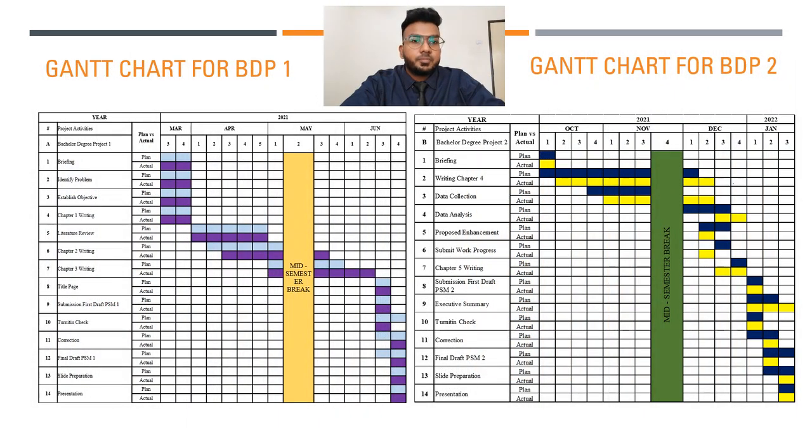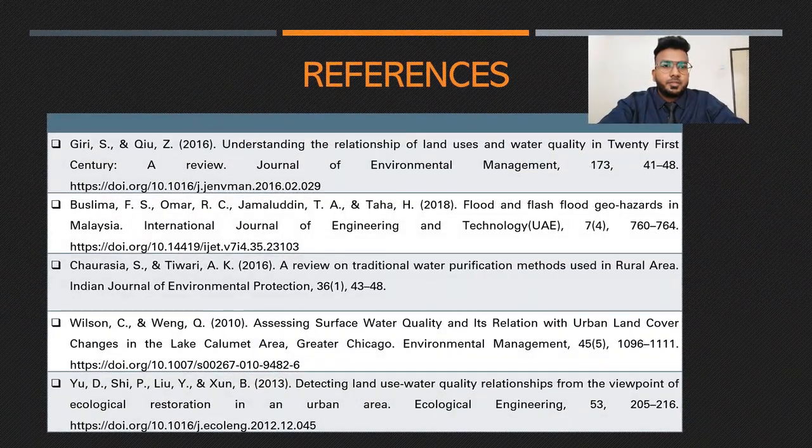Here is the Gantt chart for Bachelor Degree Project 1 and Bachelor Degree Project 2. Here are some references that I referred to complete my project on time.